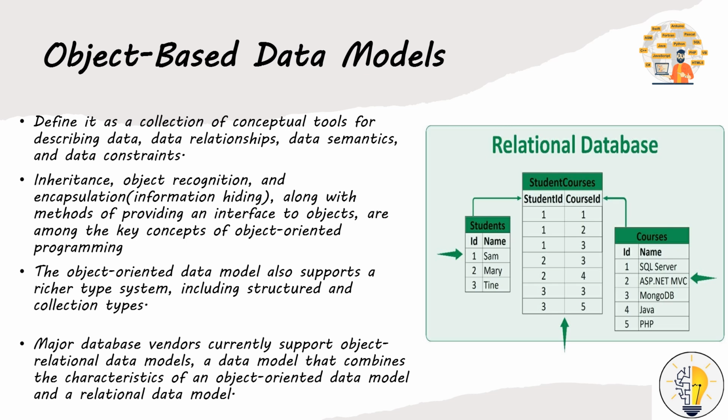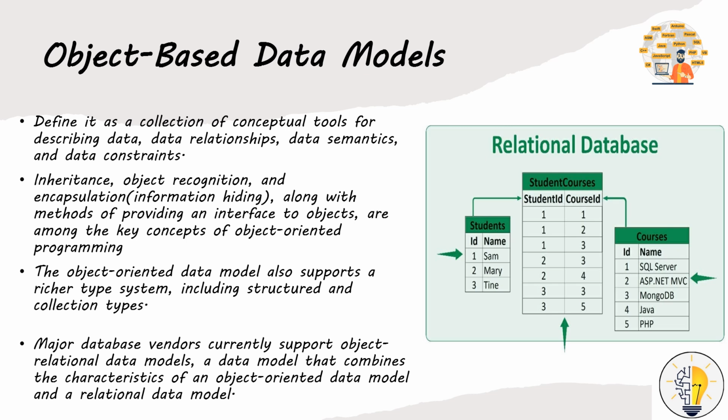Now, when you are using object-oriented programming, OOPS, as you call it, it has become the dominant software development method. This leads to an object-oriented data model, covering how to encapsulate, how to decapsulate, how to create inheritance. So inheritance, encapsulation, object recognition are some of the methods that provide an interface to the object and connection between each object. They are the key concepts of object-oriented programming.